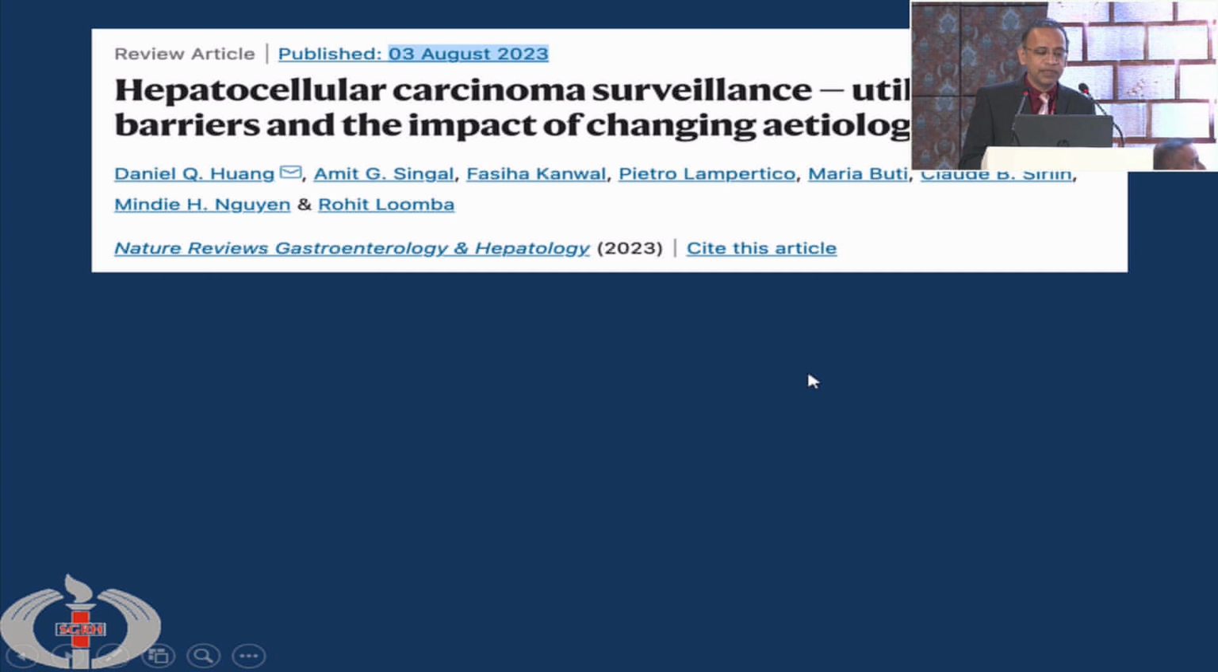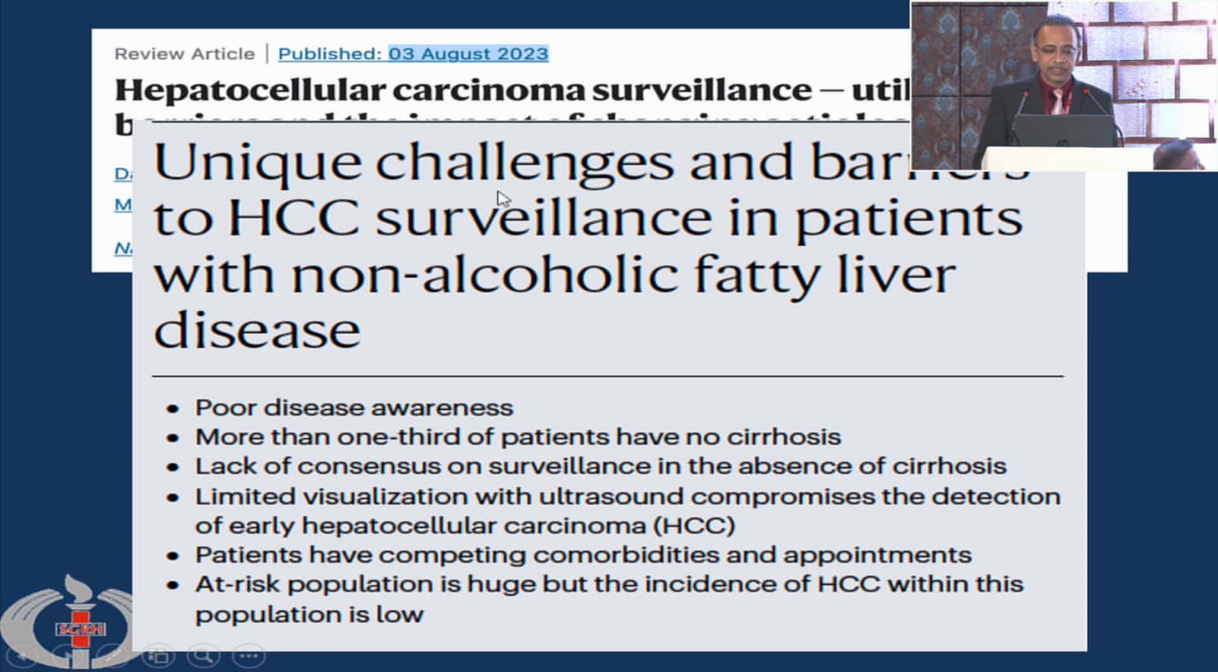In this study published by Dr. Amit Singhal and the group, just published 3 days ago, they said that there are many challenges and barriers to HCC surveillance in patients with NAFLD because there is poor disease awareness, and more than 1/3 of patients do not have cirrhosis, so they are not under any surveillance program. And then there's limited visualization by ultrasound, so ultrasound is not able to pick up these patients. And also the at-risk population is huge. 1/3 of the population has fatty liver disease, so it's a huge population. So the risk of HCC also increases.